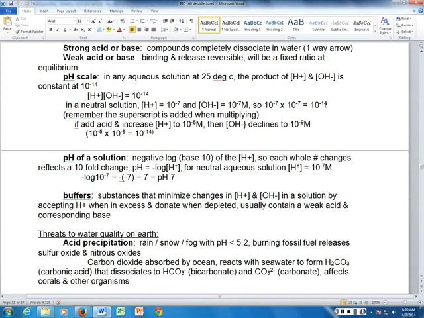What you're going to want to know: 0 to 7, the acid range, 7 to 14, the basic range. This math is one of those things that you'll get to do in chemistry and kind of beat into your head at some point.